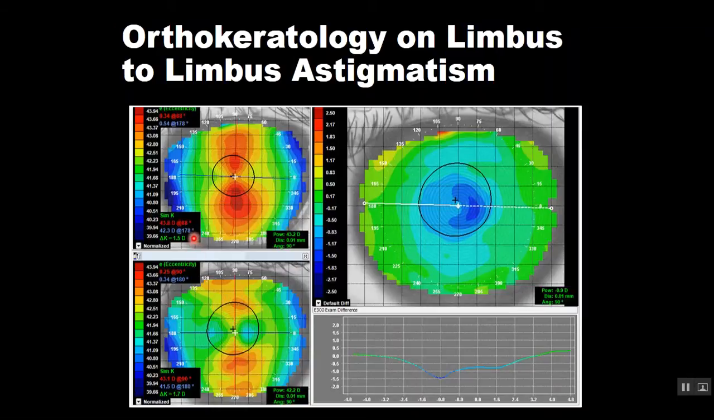So this patient had 1.5 diopters of pre-treatment corneal astigmatism. Post-treatment, it's actually increased. We've flattened the cornea out centrally, horizontally, but done nothing to change the shape of the eye vertically. So our corneal astigmatism has actually gone up, even though it's a well-centered bullseye. So limbus to limbus is a slightly tougher Ortho-K case. It may require toric Ortho-K lenses.